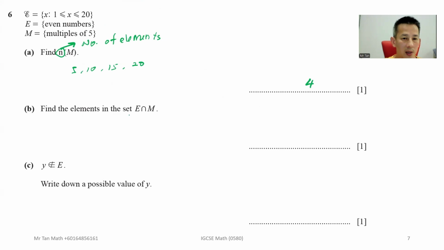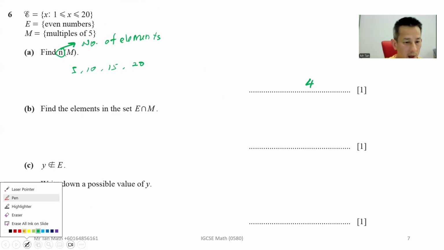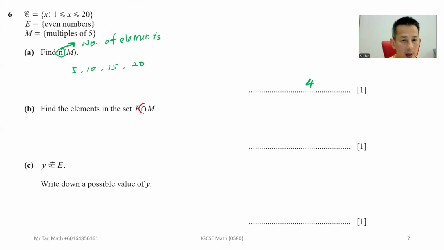Find the element of set E intersect with M. This is intersection. I mean, both have together.